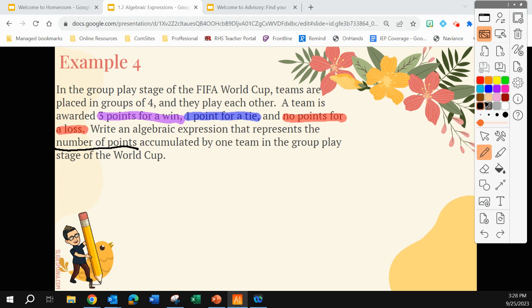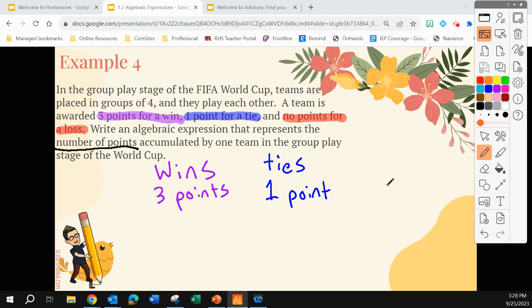So when you have this, you look at the last problem, you go, what are my categories, right? So my categories here, I have wins, and I know that's 3 points. I have ties, and I know that's 1 point. I have losses, and I know that's 0 points. What we don't know is how many times they won to figure out how many points they got, how many times they tied, how many times they lost.